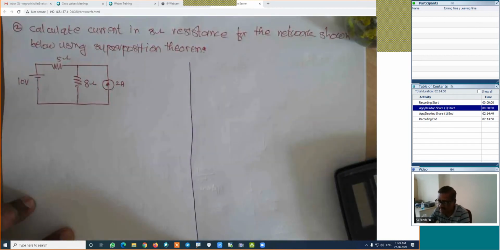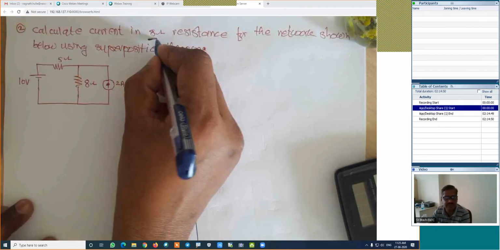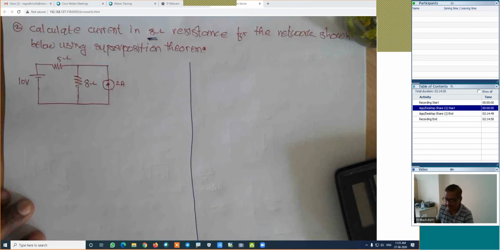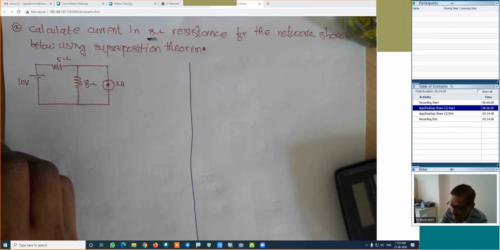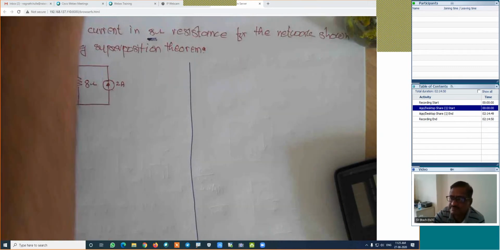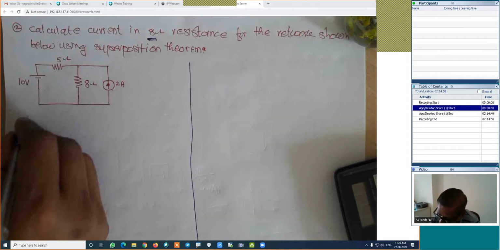दो बार करंट निकालना पड़ेगा किसमें? 8 ohm resistance में. Now what I will do, I will consider the first case, that is case 1. Here is my case, case 1.